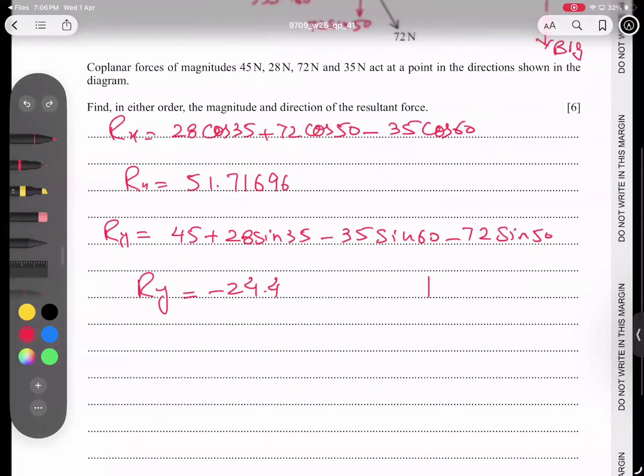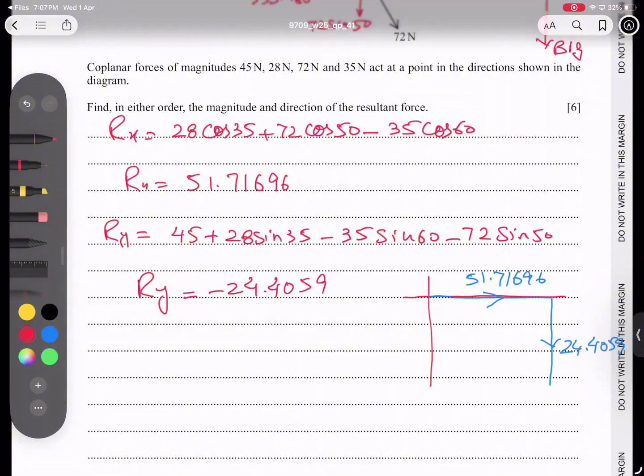If I make a triangle, you can understand at the same time. So look, Rx is positive, no issue at all here. But Ry is negative, I'm drawing it here. So Rx is 51.7166 and Ry is negative, I'm not writing the negative sign, 24.4059.